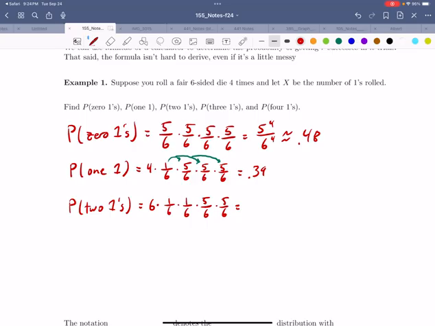This winds up equaling about 0.12. There you go. By the way, these probabilities might add up to a little bit higher than 1 just because of rounding errors.